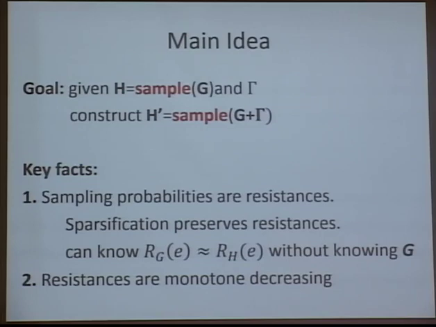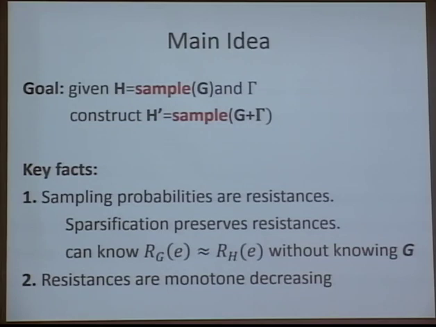The second fact is that sparsifying a graph preserves effective resistances. This notion of spectral approximation that I told you about preserves the Laplacian quadratic form, and effective resistances are this electrical property that's a function of the Laplacian quadratic form. So it also preserves effective resistances. This means that even though I don't have G with me right now, I can figure out the effective resistances of edges in G just by looking at the effective resistance of the corresponding pair in H.